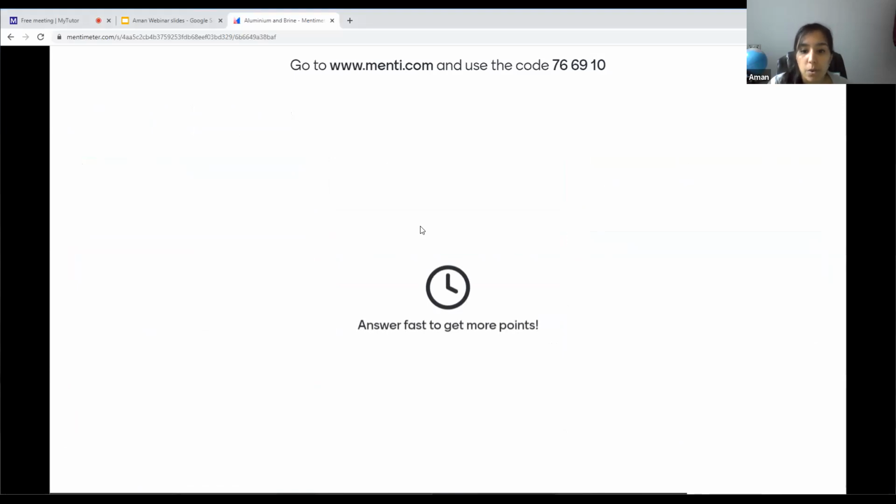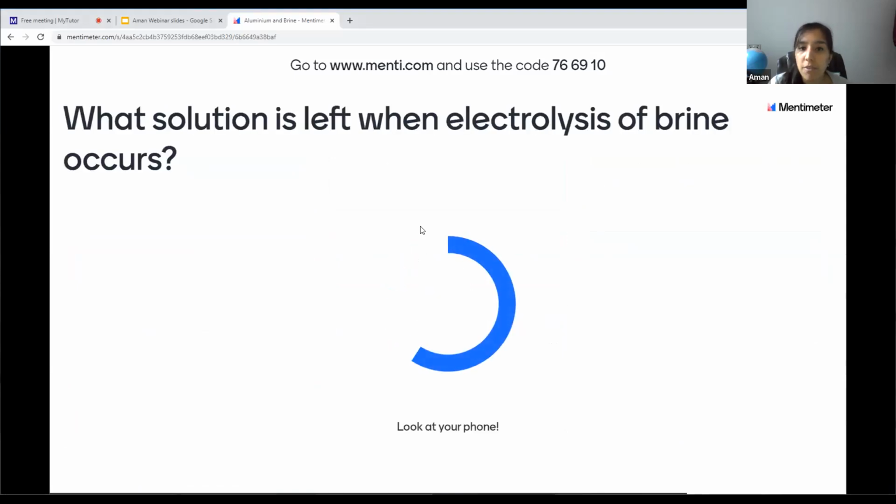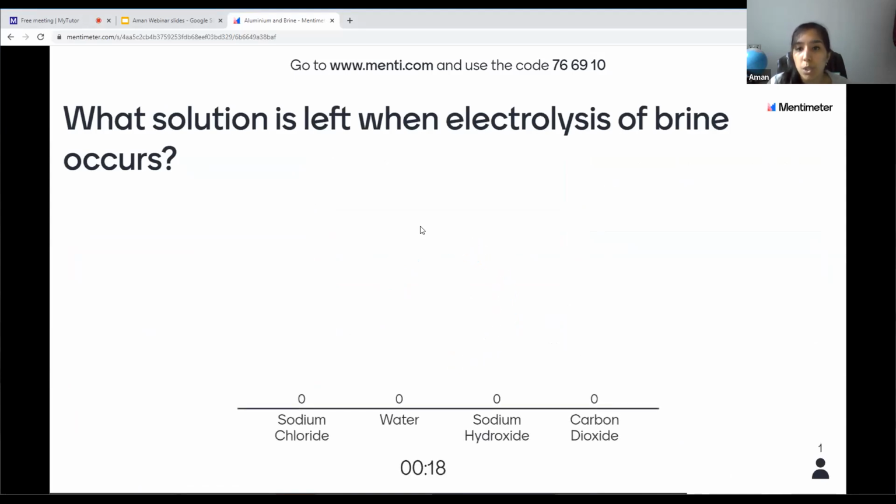So the final question then, what solution is left when electrolysis of brine occurs? So this is about thinking what's produced at the cathode, what's produced at the anode, and therefore what's left in the solution. So brine is concentrated sodium chloride, it's aqueous. So are we left with sodium chloride? Are we left with water? Are we left with sodium hydroxide, or are we left with carbon dioxide?